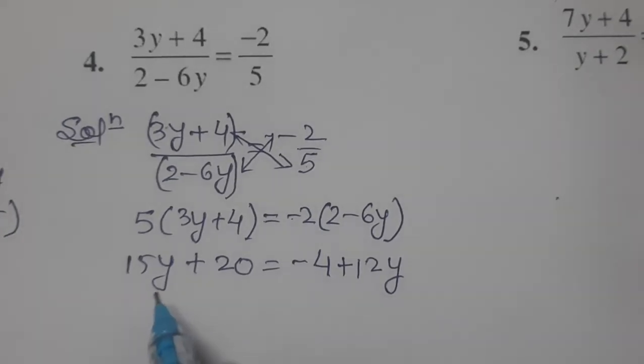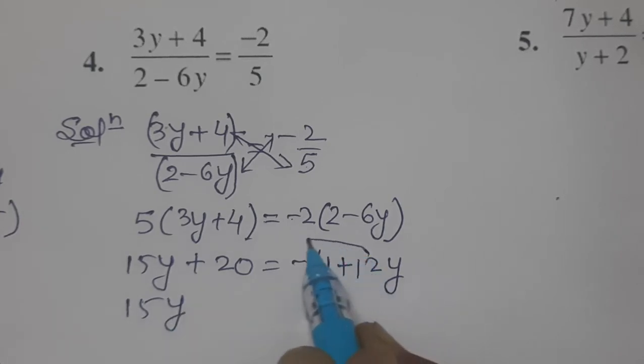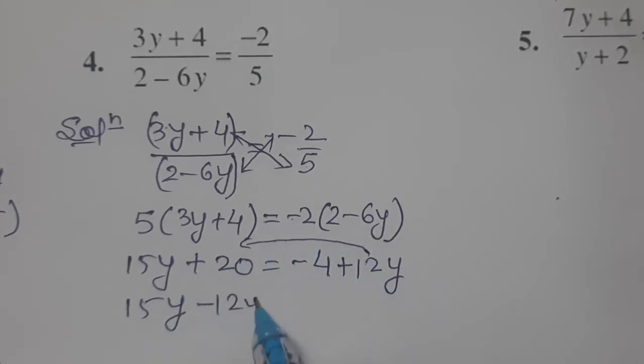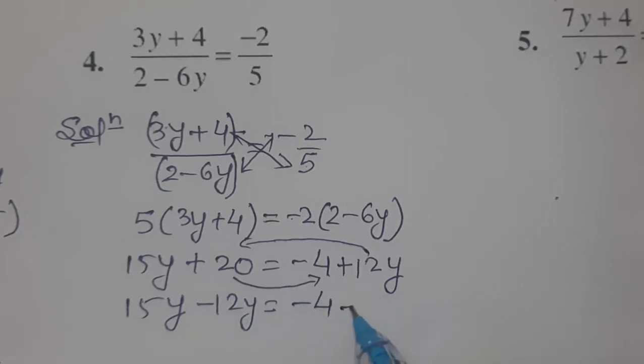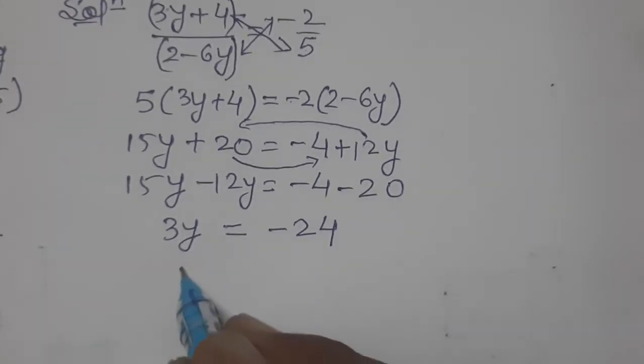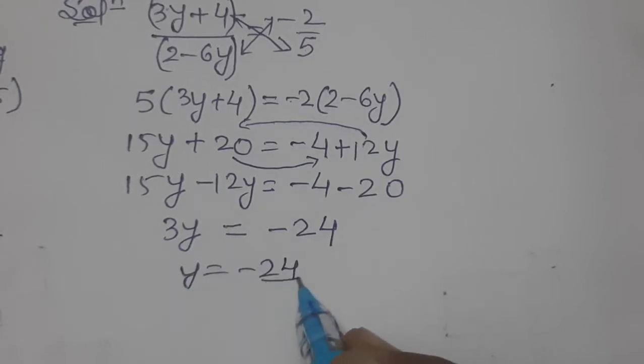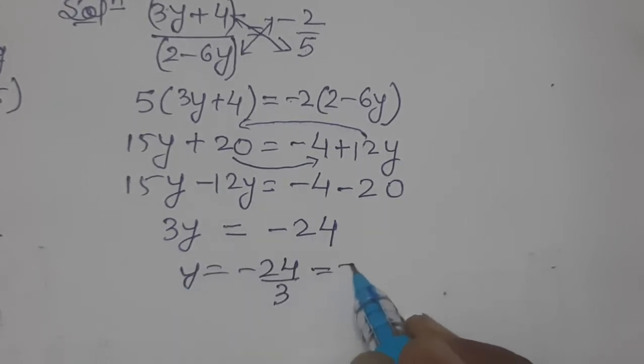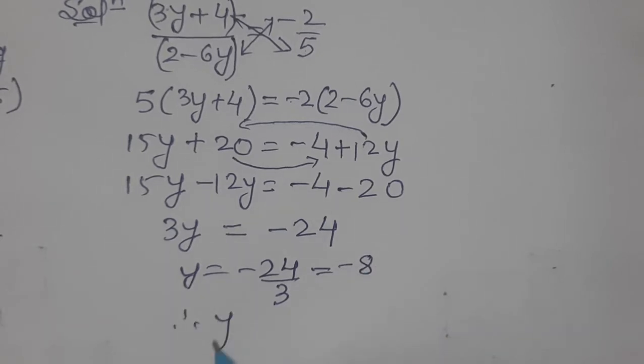Now bringing the variable to one side, 15y, this 12y will come here, so minus 12y, minus 4 as it is, and this 20 will come here, transpose, change the sign, minus 20. 15 minus 12, 3y. 3y equals minus 24. Minus minus is plus, sign minus. So y equals minus 24 divided by 3. 3 8s are 24, minus 8. Therefore, y equals minus 8. So very easy children.